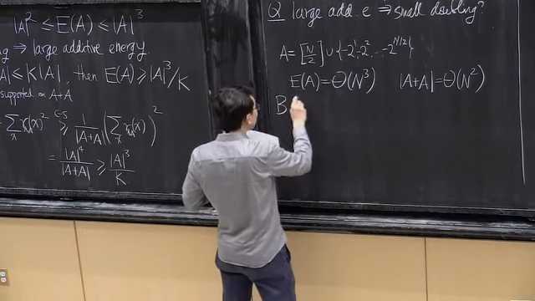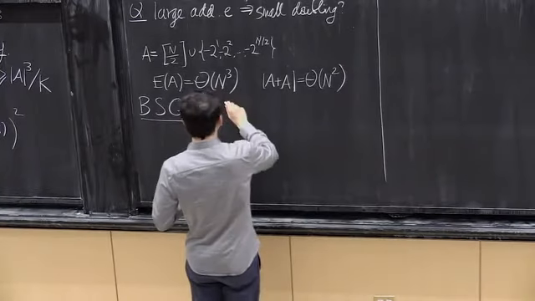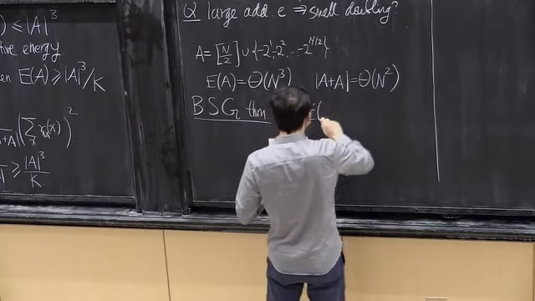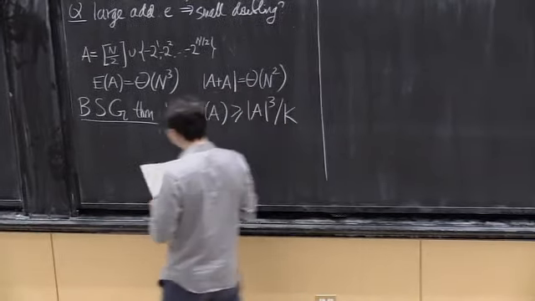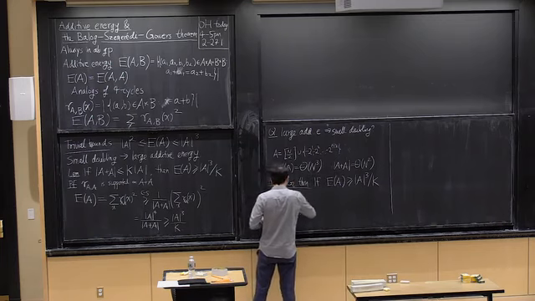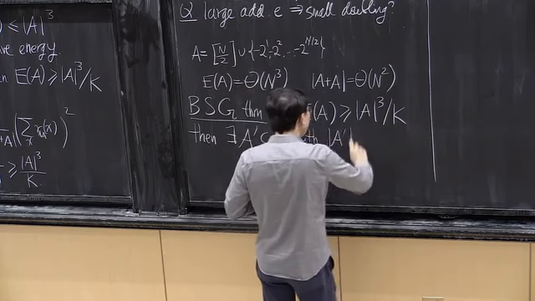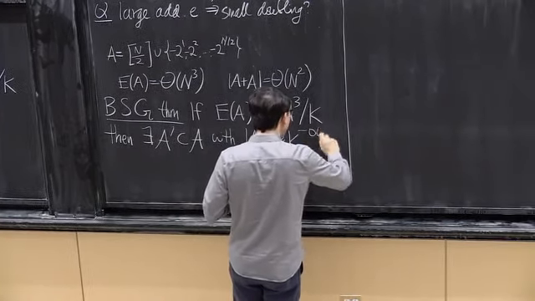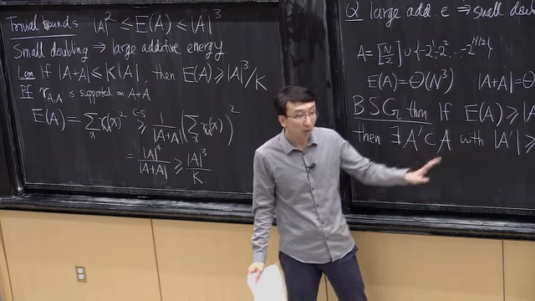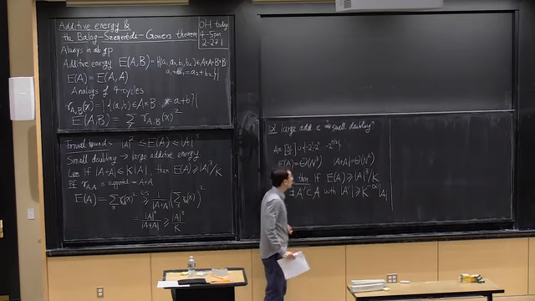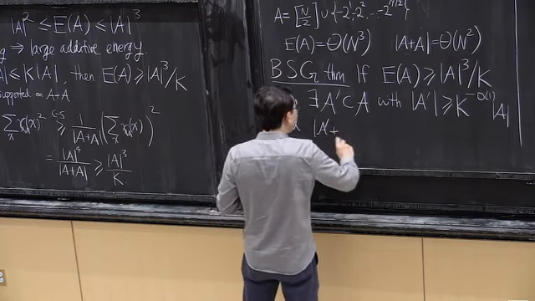The Balog-Szemerédi-Gowers theorem says that, working always in some arbitrary abelian group, if you have a set with large energy, then there exists some subset A prime of A such that A prime is a fairly large proportion of A. And here, by large, I mean up to polynomial changes in the error parameters. So this A prime is such that A prime has small doubling.